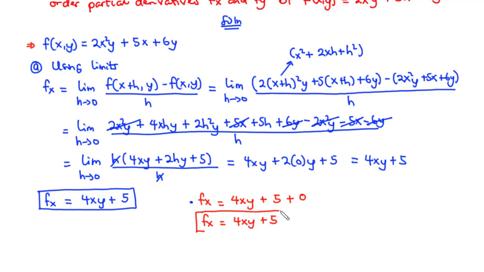So using limits and an alternative method, we've been able to find fx, which is the first order partial derivative of the function with respect to x. Now let's move on as we find fy. Given the function f of x y equal to 2x square y plus 5x plus 6y, let's find the first order partial derivative of the function with respect to y. That is given by the limit, that is using limits.